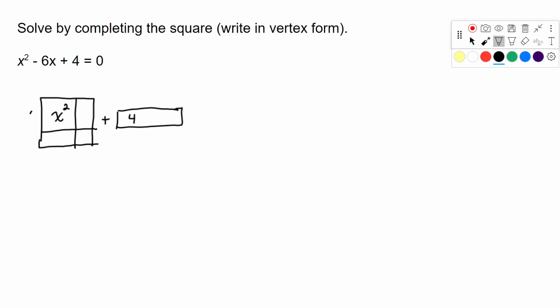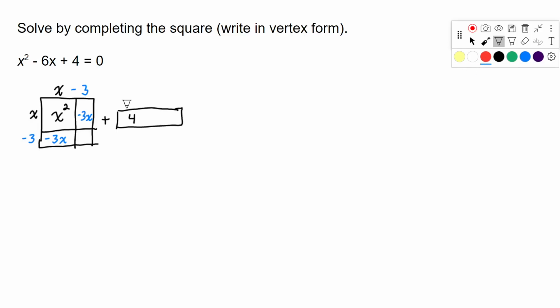Now, if this is going to be a square, what has to be true is that the factor on each side of my square is the same. That means I need to split this -6 evenly. So that means I need to divide -6 by 2. So that's going to put a -3 and a -3 on each side, giving me -3x and -3x. And if I look at the original problem, that does give me the -6 that I need.